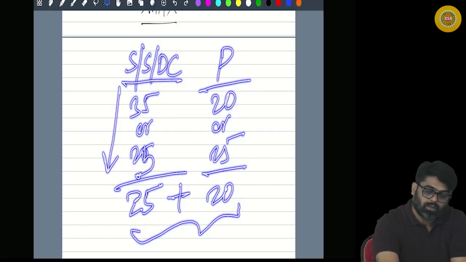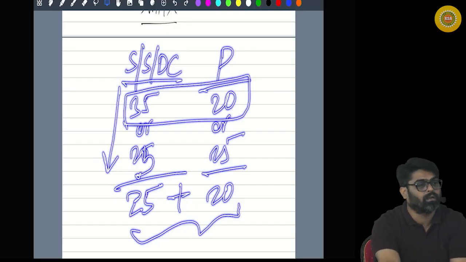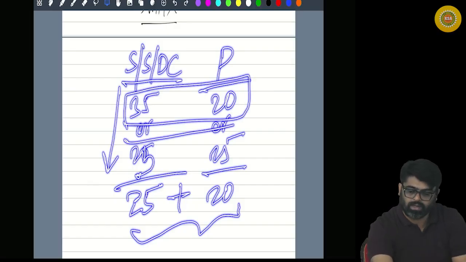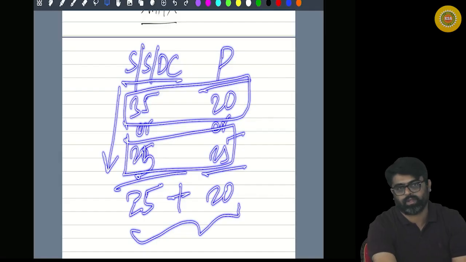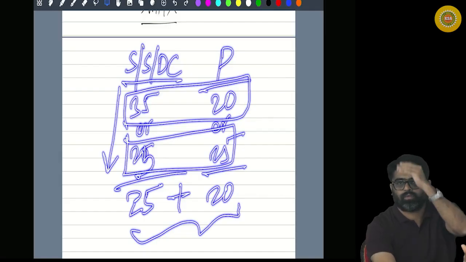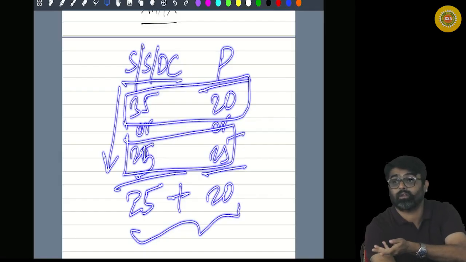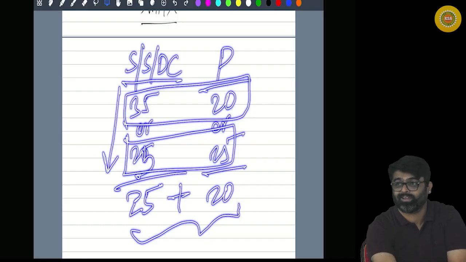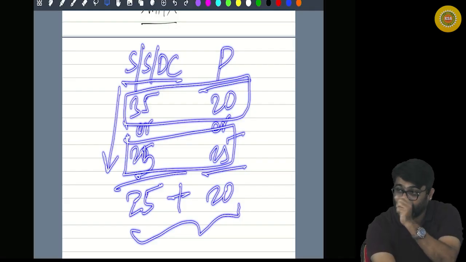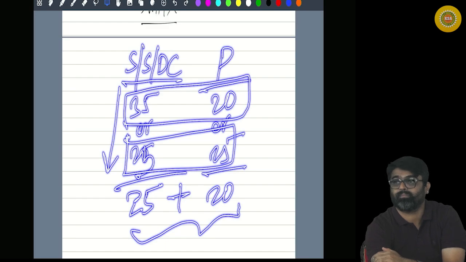But what are you doing? 35 plus 20, 55. 25 plus 25, 50. So 55 or 50, whichever is lower, 50. Wrong. Why? If you add both of them, what will happen?